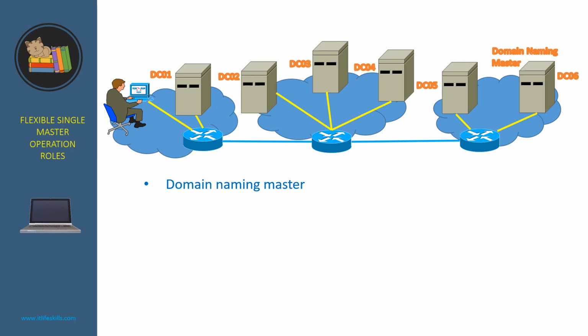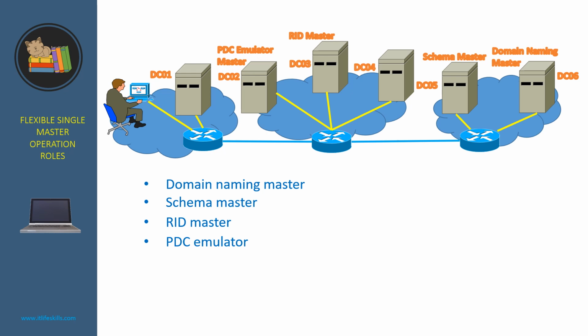Schema update can only be performed by the schema master role in the root domain, and only the relative ID master can provide relative IDs to other domain controllers of a domain. Password change, time, and other types of updates are assigned to the PDC emulator, and only the infrastructure master role can perform cross-domain group membership updates.